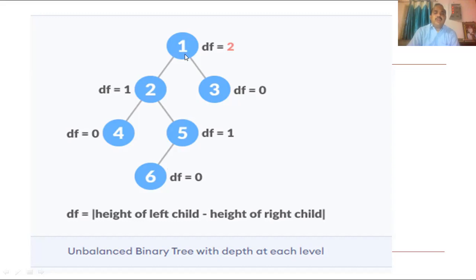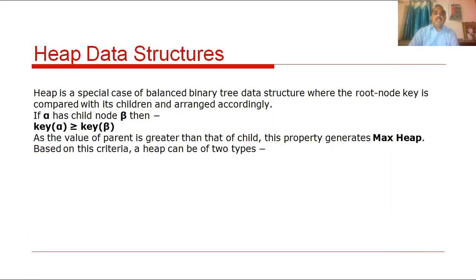Here the difference is 3 minus 1 equal to 2. That's why this is the difference at the root node. Then the difference of this one: 1 minus 1 equal to 0. Here 1 minus 1, 0. Difference equal to 0. Clear? So this is an unbalanced binary tree with the depth at each level.